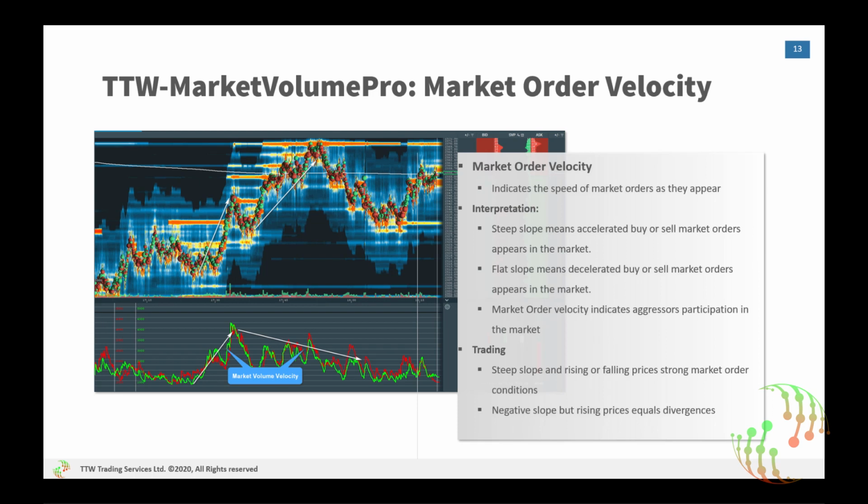Market order velocity indicates the speed of market orders as they appear. A steep slope means accelerated buy or sell market orders appear in the market, and a flat slope means decelerated buy or sell market orders appear in the market. Market order velocity indicates aggressors' participation in the market. It gives us information when we are trading that a steep slope and rising or falling prices indicate a strong market order condition, and a negative slope but rising prices equals divergences.